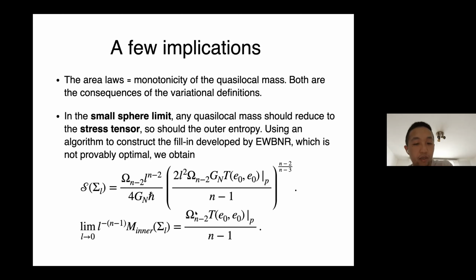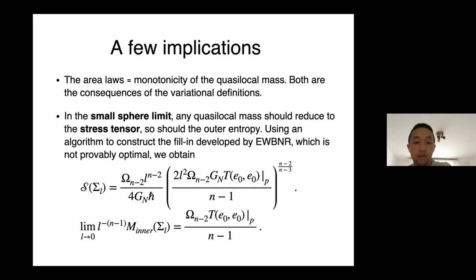And second, maybe more interestingly, because we know it's a quasi-local mass, we can ask about its properties, and we can compute the small sphere limit of the entropy. It turns out this is characterized by the stress tensor. The other constants here are just constants; the only interesting thing is the stress tensor. Suppose we didn't know about this link between them, then you would be very puzzled why the entropy locally is characterized by a stress tensor. But now, because of this equivalence between the inner mass and outer entropy, we know it has to be the case, otherwise it wouldn't make sense. So this is also confirmed.